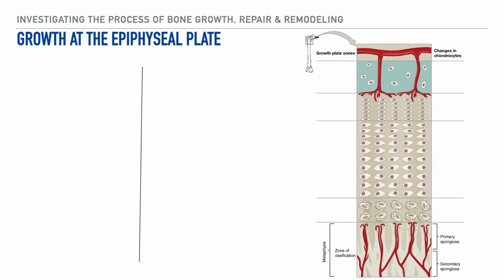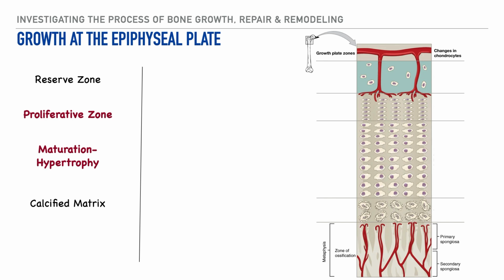Now let's imagine we could see this process take place in real time. What we'd see are 4 zones of cellular activity at the growth plate. We have the reserve zone, the proliferative zone, the maturation hypertrophy zone, and the calcified matrix zone. So starting with the reserve zone, this is the area closest to the epiphysis. It's the area that contains chondrocytes, but the chondrocytes in this area don't undergo mitosis. Instead, its job is to secure the growth plate to the bone tissue of the epiphysis.